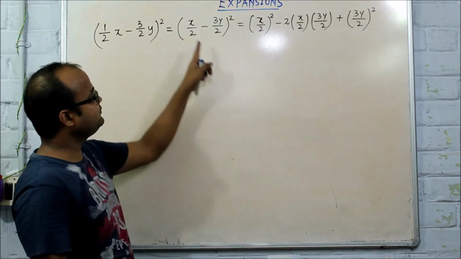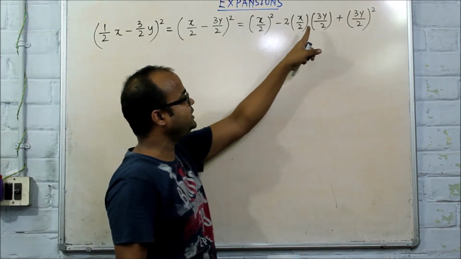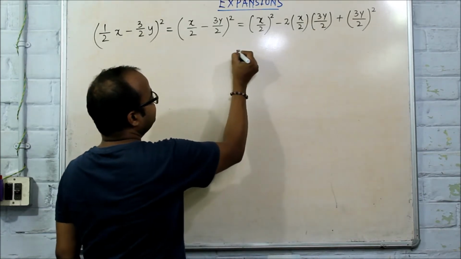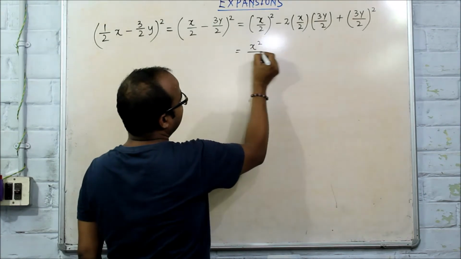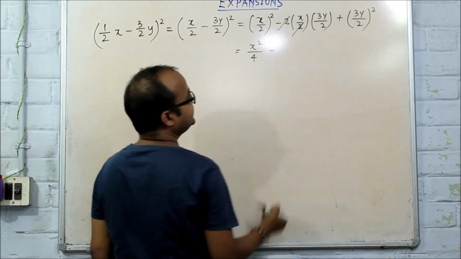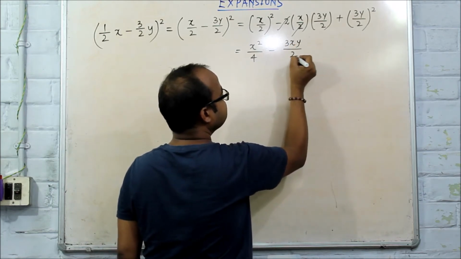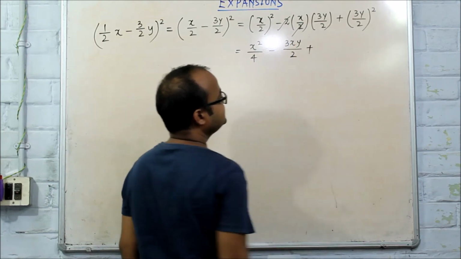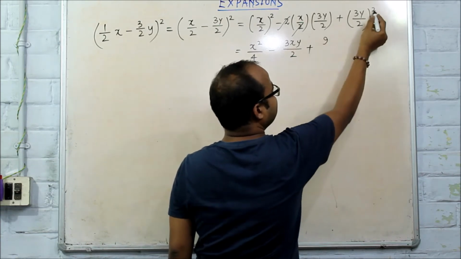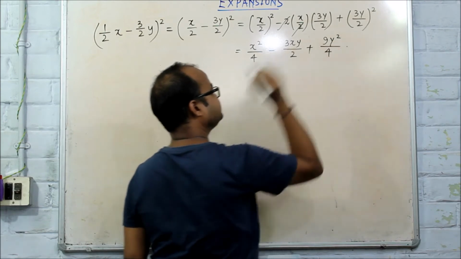Clear? We are applying the formula a minus b whole square is a square minus 2 into a into b plus b square. So x by 2 square means x square by 4, minus, these two and these two will get cancelled, so we will get 3xy by 2, plus 3 square, 9 y square by 2 square, which means 4.